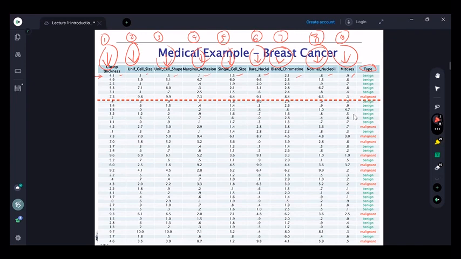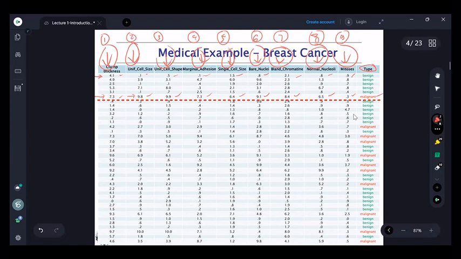And then malignant, for example the last row: 7.3 for clump thickness, 9.8, and for cell shape 9.9, for marginal adhesion 7.3, single cell size 6.4, and bare nuclei 9.1, 8.4 on chromatin, nucleoli 6.5, and mitosis 0.3. Based on the numbers provided in this table, we get malignant.